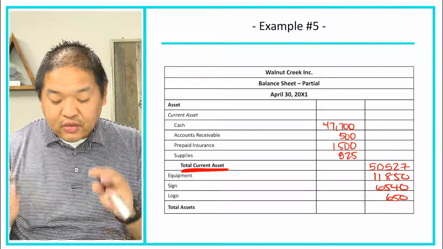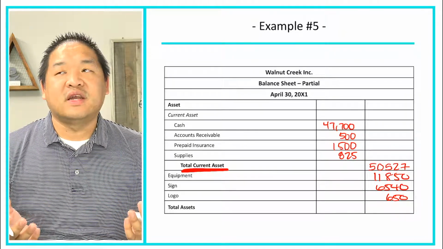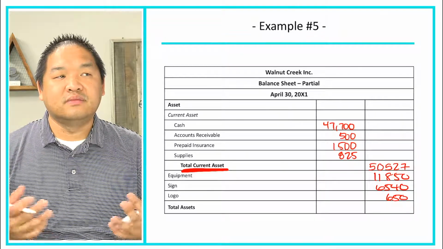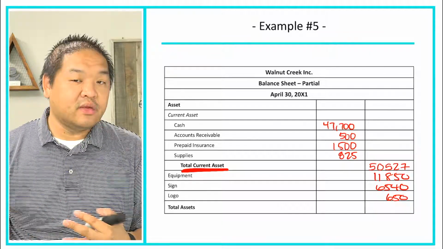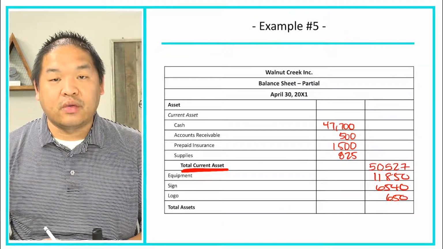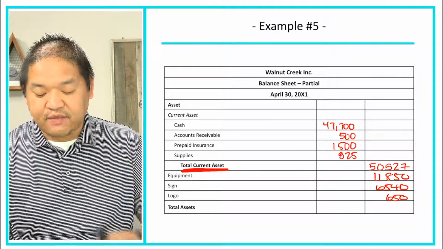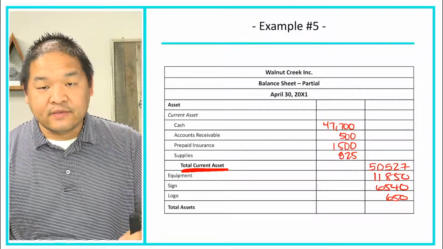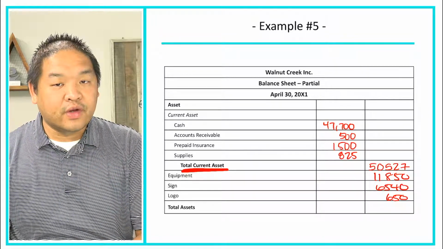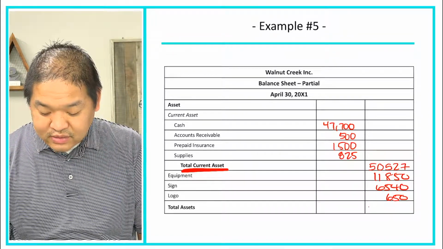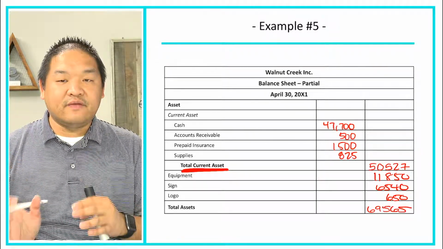So that's what we would do there because we don't have a subsidiary calculation, or I don't know what it's called, but anyways, we don't have a calculation in the middle. So in this case, we're just going to put it on the right hand side, because now when we get to total assets, we can add up all the right side numbers, right? So we can add up the 50,527, the 11,850, the 6,540, and the 650. You add up those four numbers, you should get 69,565. So our total assets is 69,565.